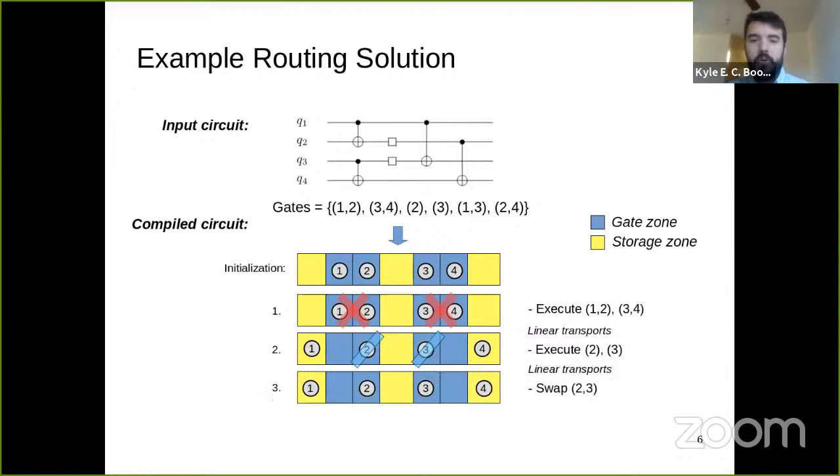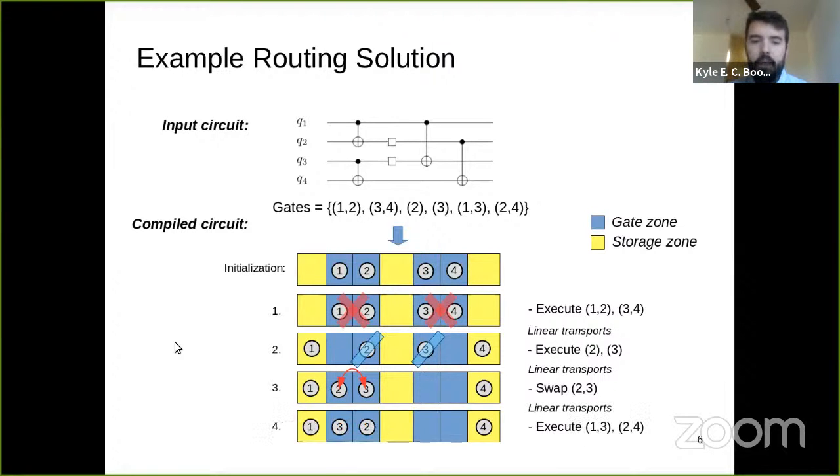In step 3, we're going to, again, use linear transports to put 2 and 3 in this first gate zone here. And then we're going to actually swap the order of 2 and 3. And so now we can see that their placements have been exchanged. In step 4, what we're going to do is, again, use linear transports to bring everything into the gate zones and then execute our final two qubit gates. And so that's a brief example of what routing looks like in this context.